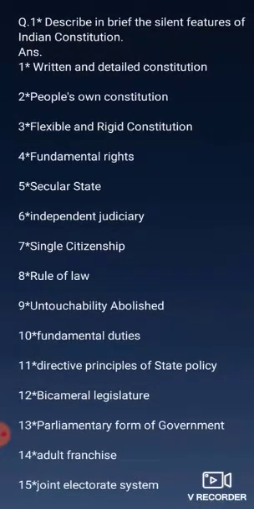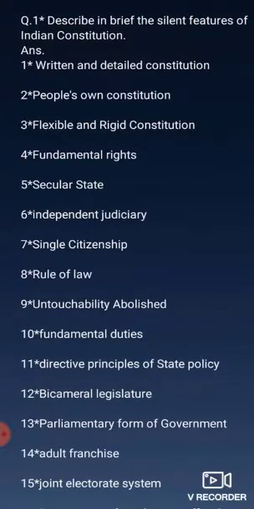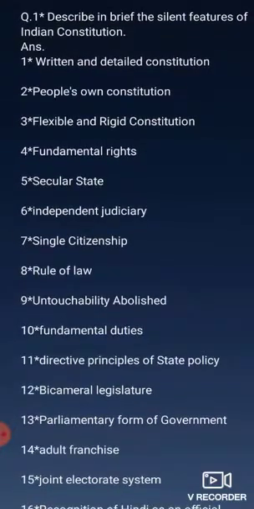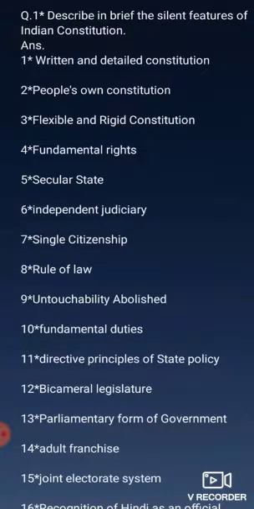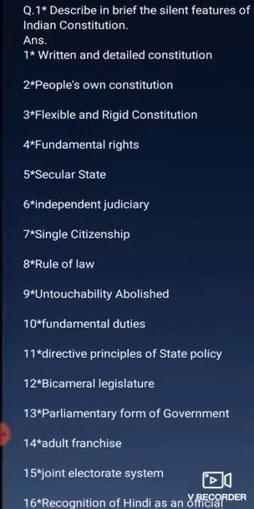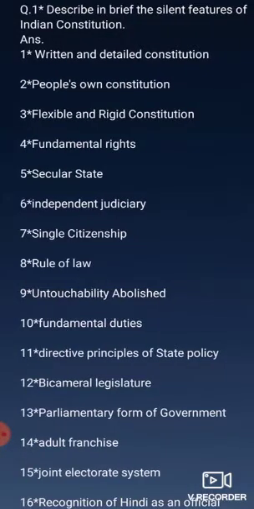Next one is parliamentary form of government. The Indian Constitution establishes a parliamentary form of government in India. The new constitution clearly lays down that there shall be a council of ministers to aid and advise the president in the discharge of his duty.